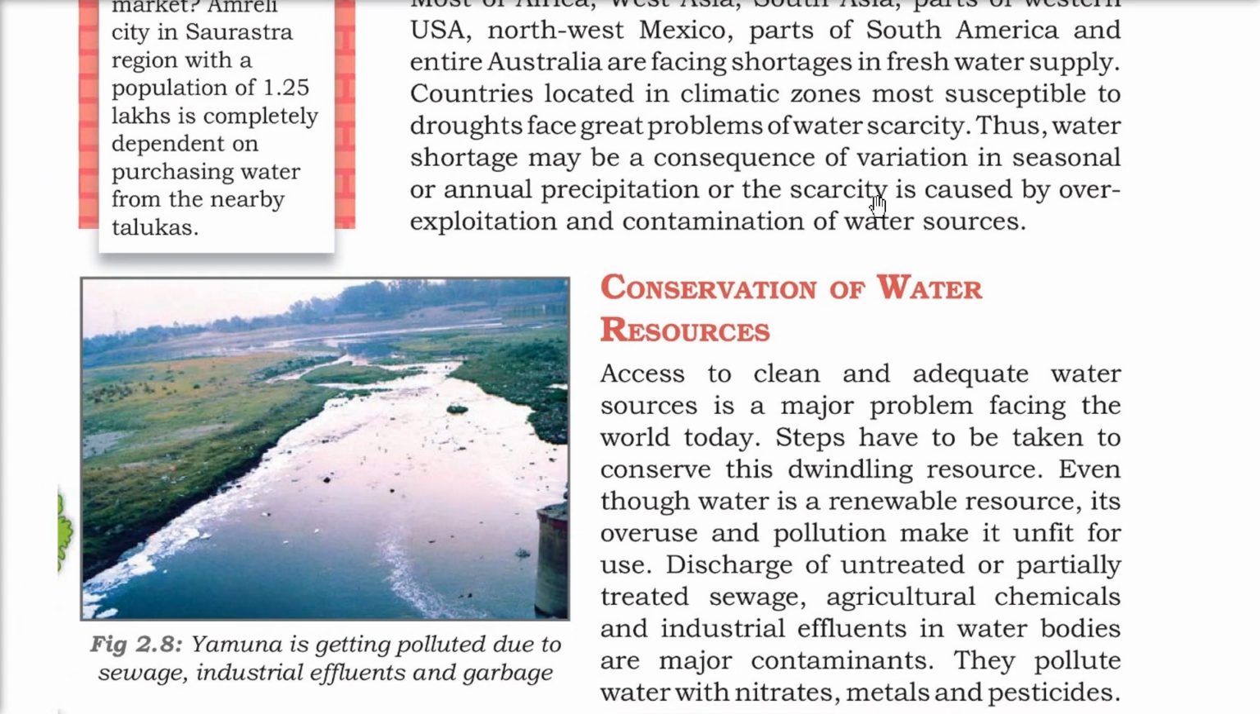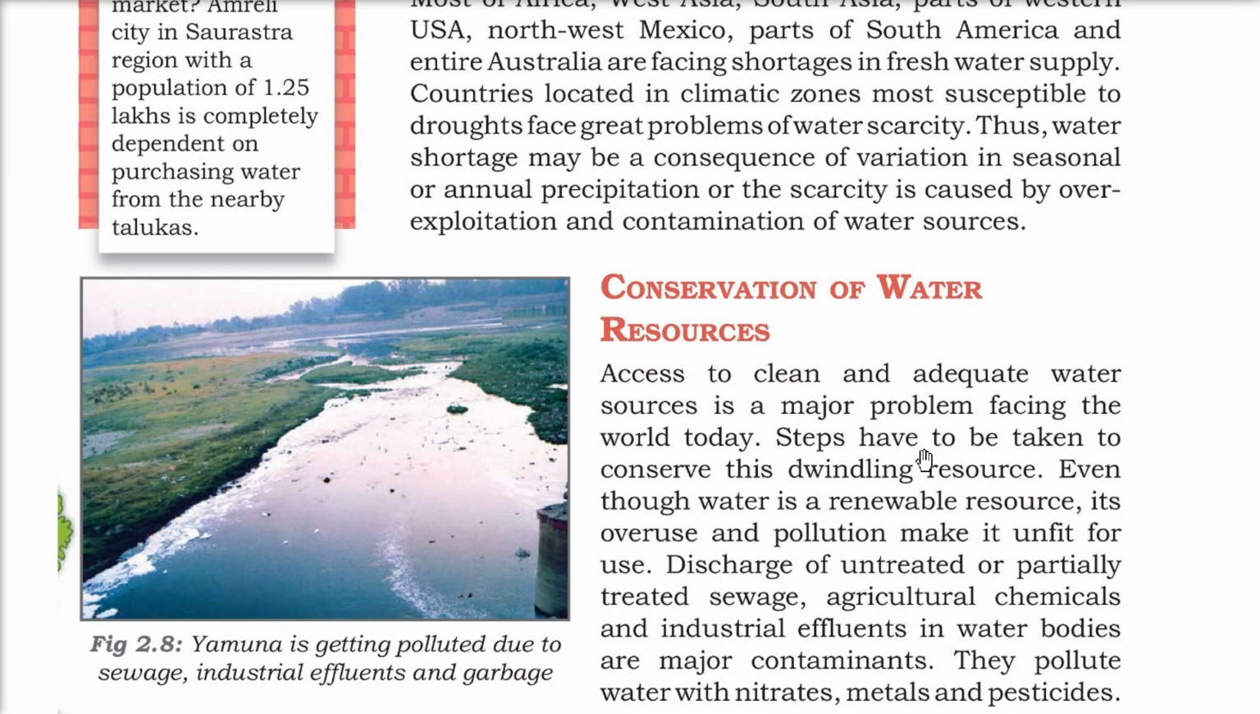We were talking about contamination, so see just an example. This is the Yamuna getting polluted due to various reasons. You see, sewage, industrial effluents, garbage, all are put in the water. And what will happen to this water? Is this suitable for us to use or drink? So we need conservation. We need conservation of water resources.